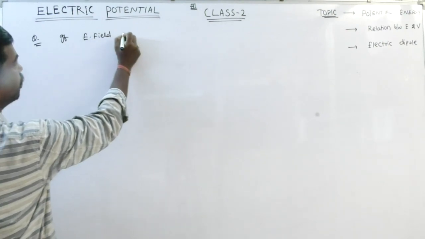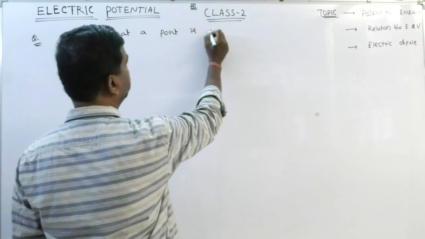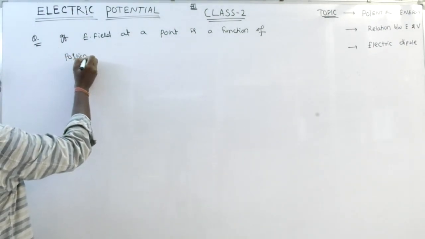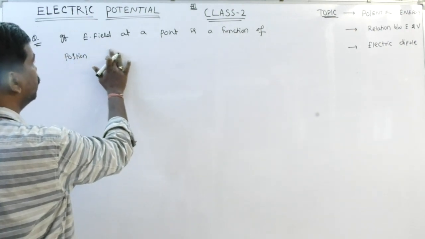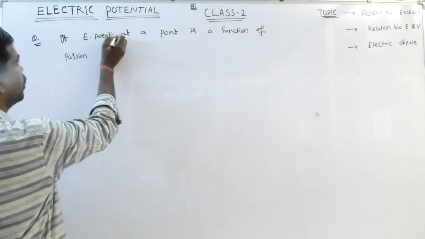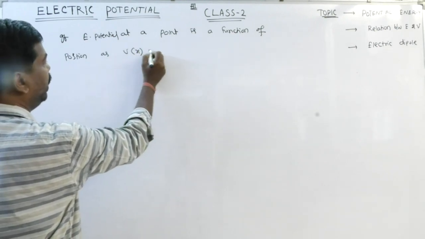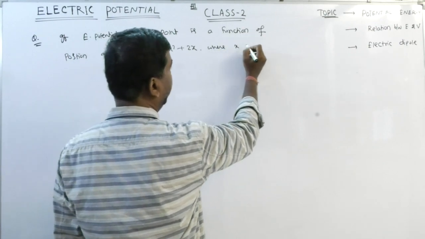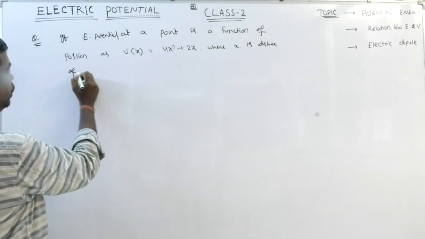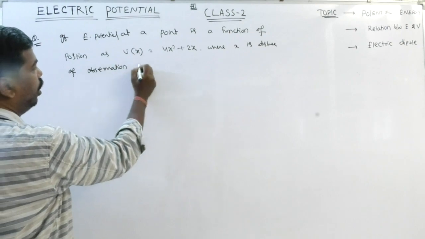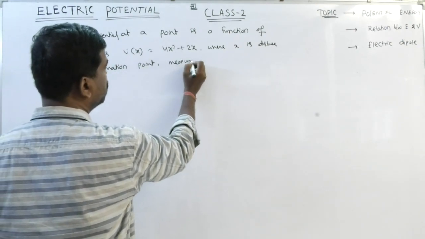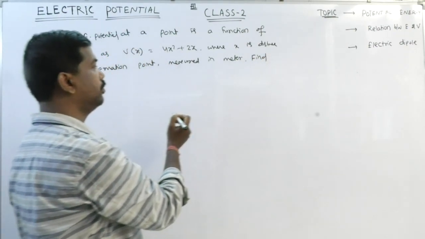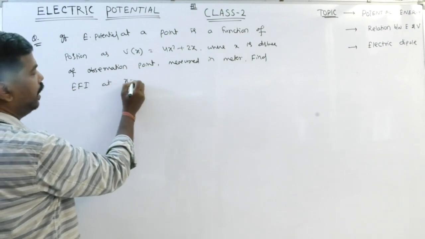If the electric potential at a point is a function of position, as V(x) is equal to 4x square plus 2x, where x is the distance of the observation point measured in meter, find the electric field intensity at x is equal to 2 meter.